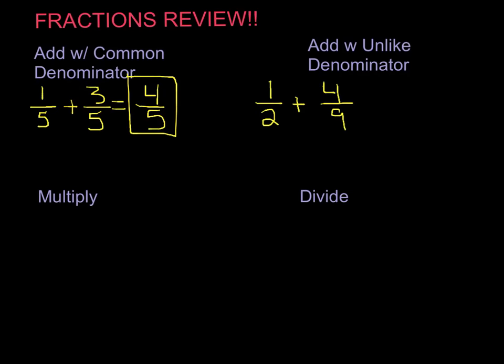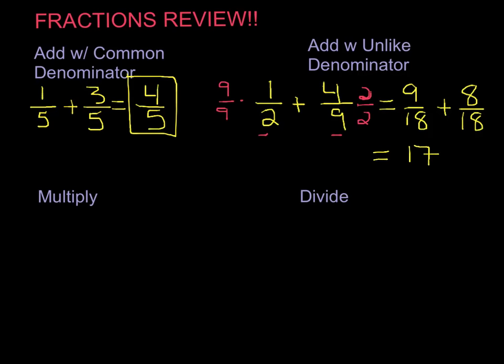Like in this example, we have 1/2 plus 4/9. To create a like denominator, because I have 9 over here, I can multiply this fraction top and bottom by 9. And then since I have 2 over here, I can multiply this fraction top and bottom by 2. So now I'm going to rewrite my fractions. You should end up with 9/18 plus 8/18, and now add the numerators. 9 plus 8 is 17, so we have 17/18.